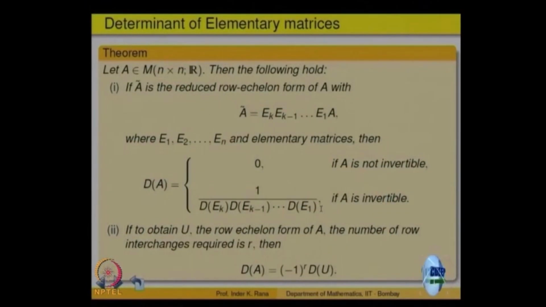So, these are useful in computing. We will see how they are useful in computing. Is the proof of this clear? It is just saying: first step, the reduced row echelon form is a product of elementary matrices times the matrix A. Apply determinant on both sides, use the product property and write down. Okay.